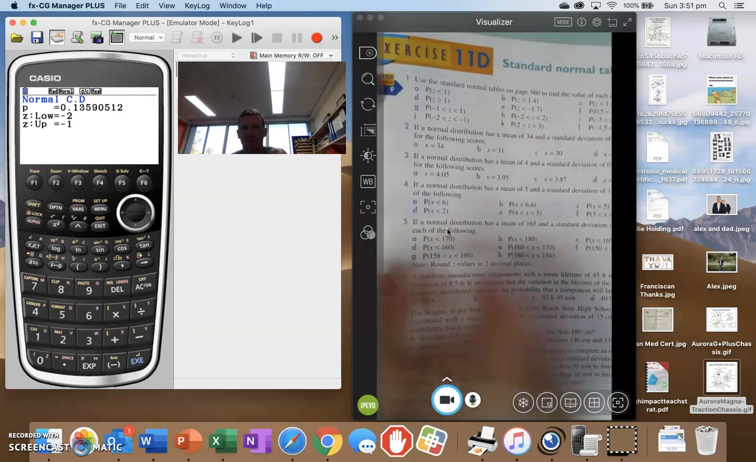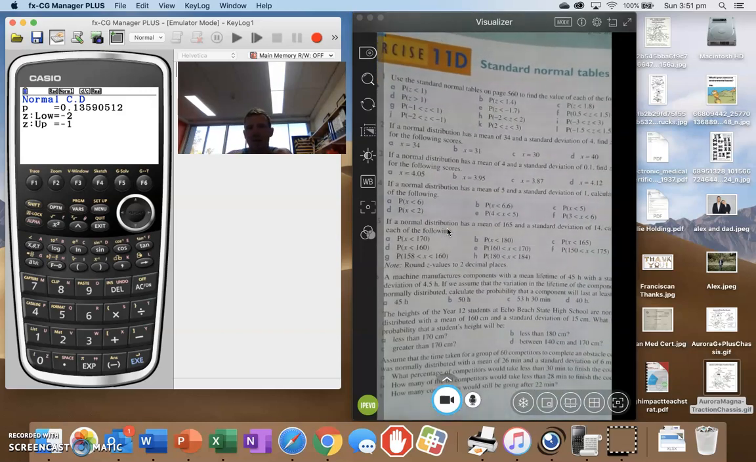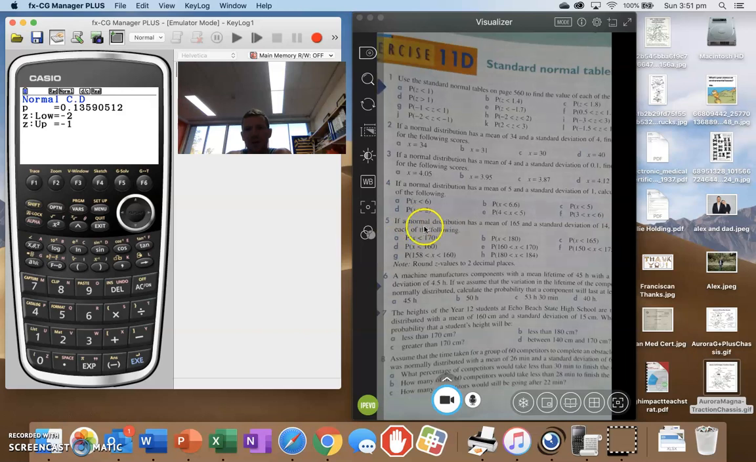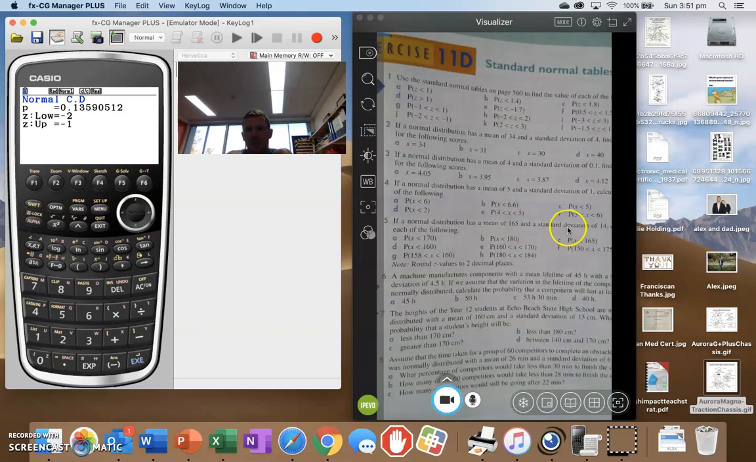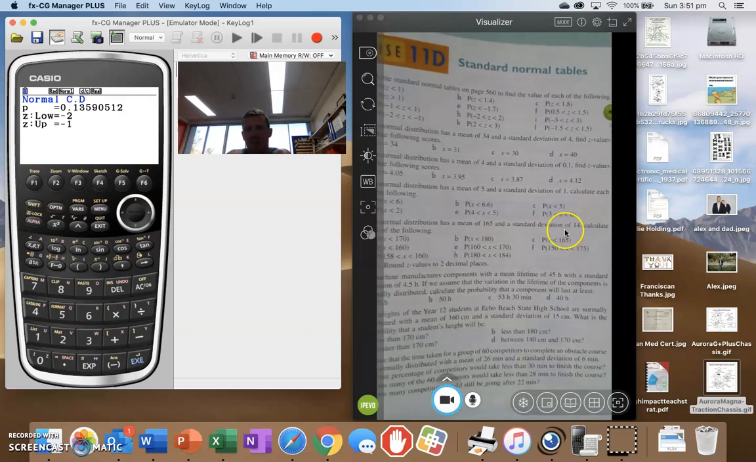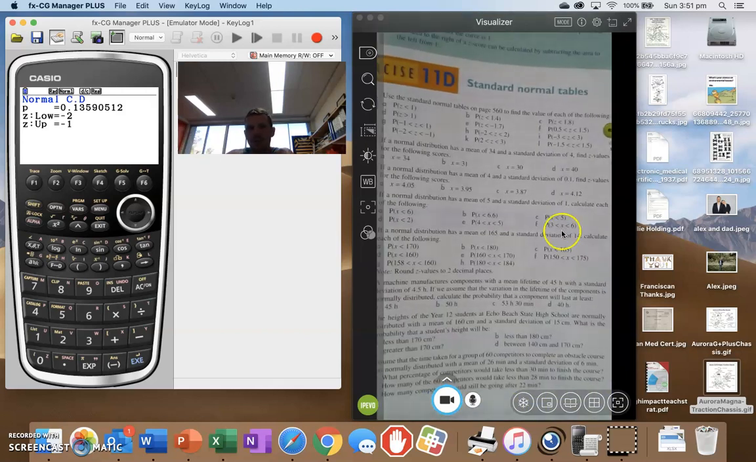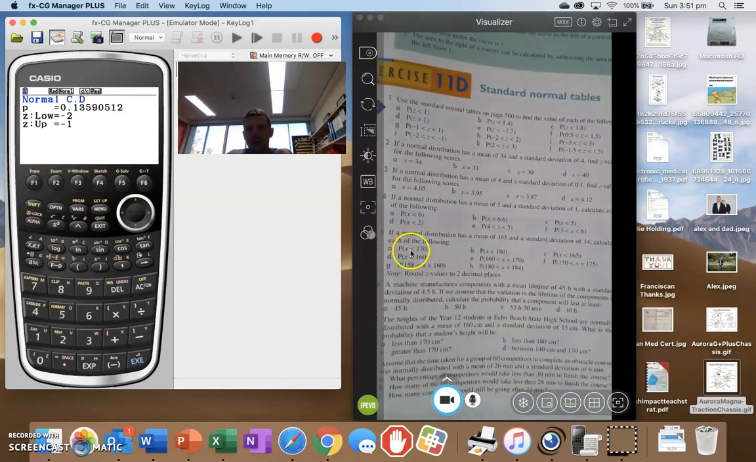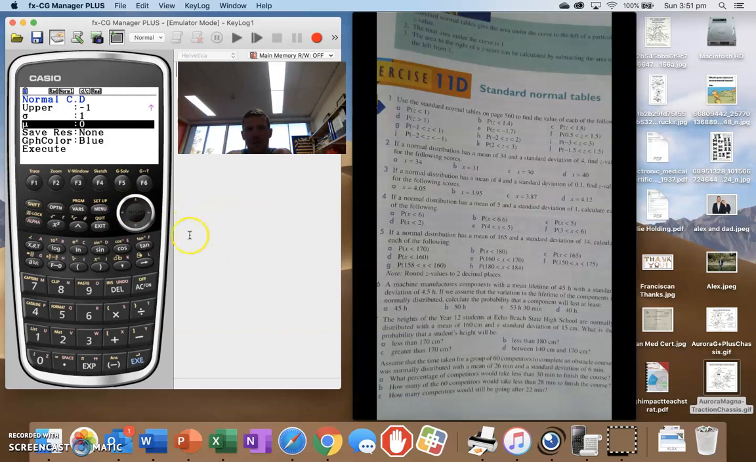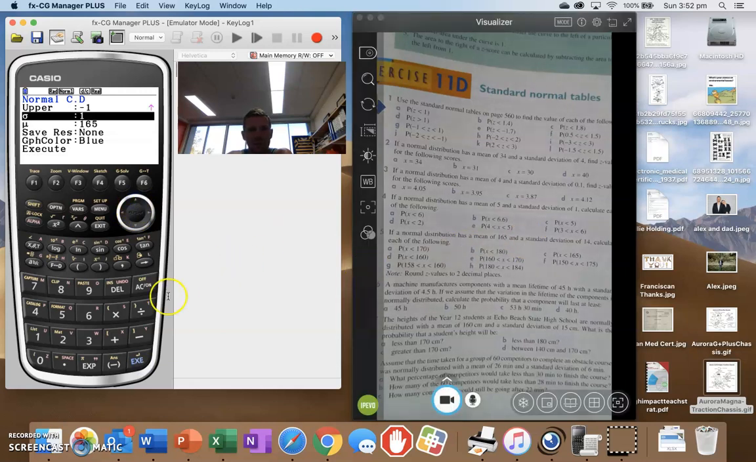So that's how you use your calculator with some of these. Let's have a quick look at this one down here. Number five, if a normal distribution has a mean of 165 and a standard deviation of 14, calculate each of the following. We'll look at the first one. We've been given some information. We've got a mean of 165, so put that in. And we have a standard deviation of 14.